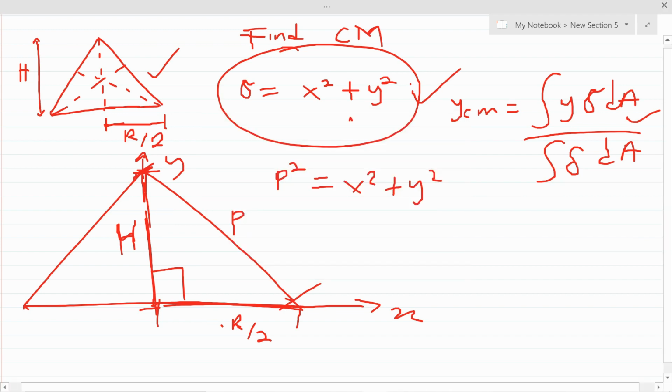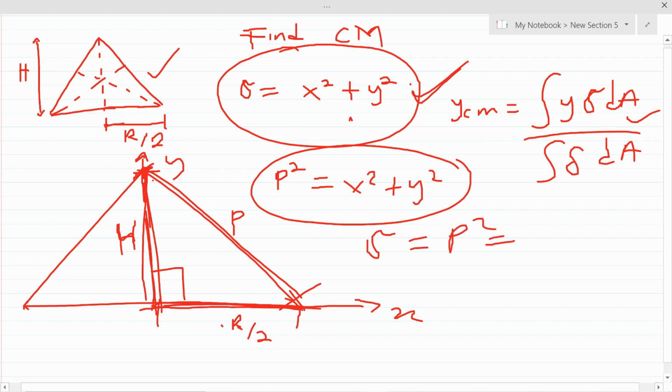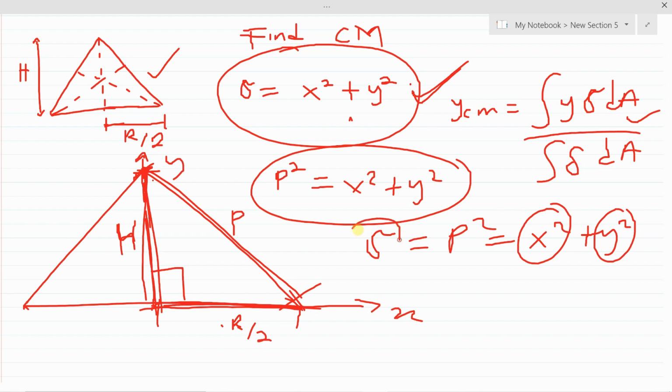Now on this right angle triangle that we picked here, what is our y value there? Let's check this. From this equation, what can you say? You could see that it's the same expression as our density. So our density is also the same as p squared, which is s squared plus y squared. For every s value and y value that I pick, if I square them and add them, I will get my density back.